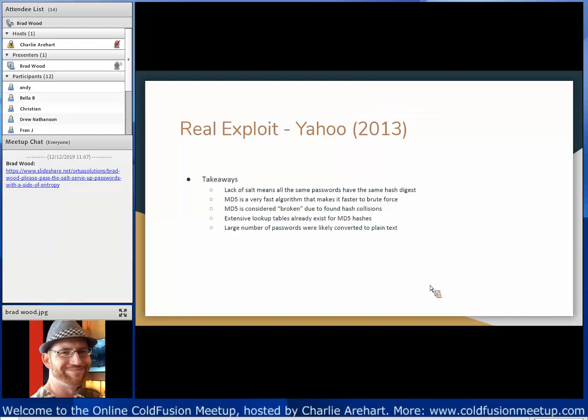It's useful for that, but it's not good that it's fast when it comes to passwords because you can brute force them far too quickly. MD5 is also considered broken, like I mentioned, due to some hash collisions, so it's not even recommended. It's really a shame it's the default algorithm for the hash function of ColdFusion, but due to backwards compatibility, I don't know that that'll ever change as the default.